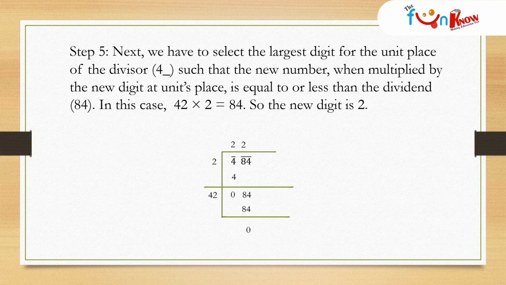This was our second method of square root. The first method was prime factorization, which is used for small numbers. The division method is used for long numbers so that it will be easier to find the square root of long numbers. With this, students, we are ending our video now.